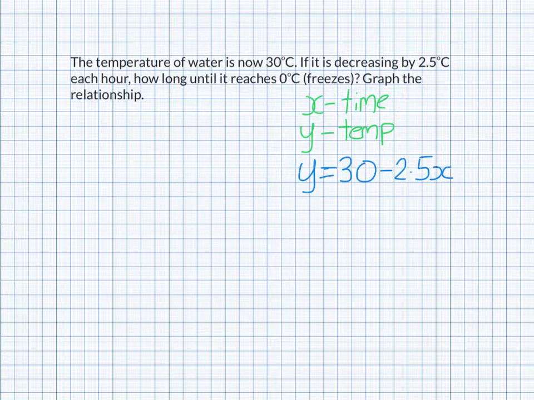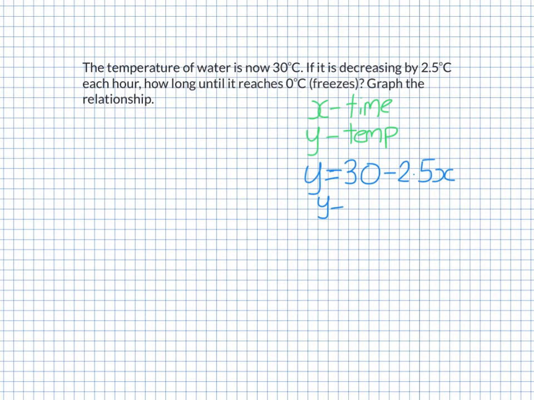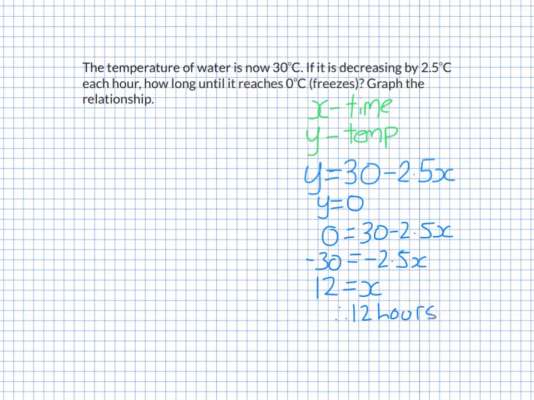So if I want to find how long until it freezes, now I have y is equal to 0. I just substitute that into my equation. 0 is equal to 30 minus 2.5 times the number of hours. Subtract 30 from both sides. Now when you get here, the number in front of x is not 2.5, it's negative 2.5. So I divide each side by negative 2.5 and get 12 equals x. So therefore it would take 12 hours for the water to freeze.